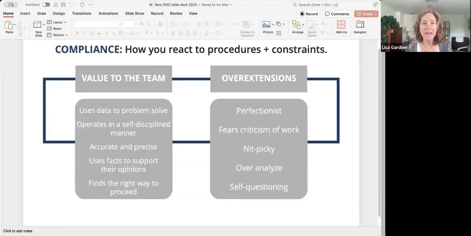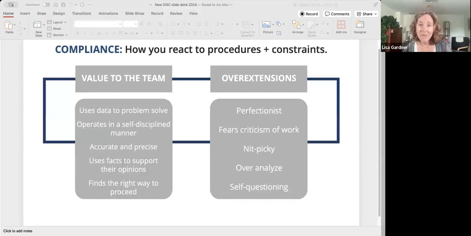So what is the value of the high C? People in this behavior use data and research to problem solve. They operate in a very self-disciplined manner. They're very accurate and precise. They use facts to support their opinions. They love finding the right way to proceed that is evidence-based. You'll often find people strong in compliance in IT, accounting, scientists, and researchers whose success depends on following procedures and rules exactly.